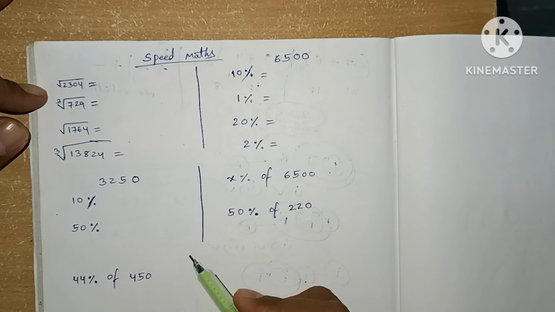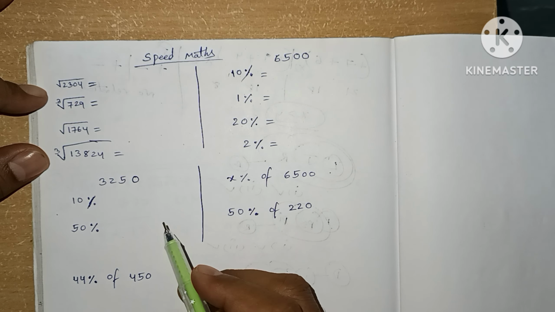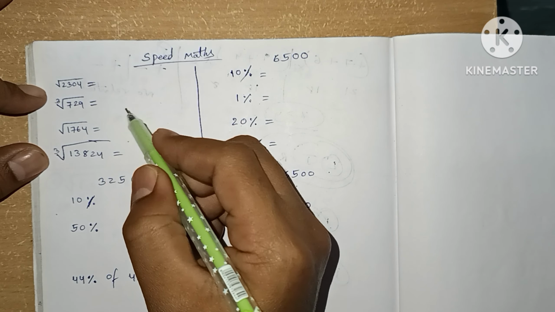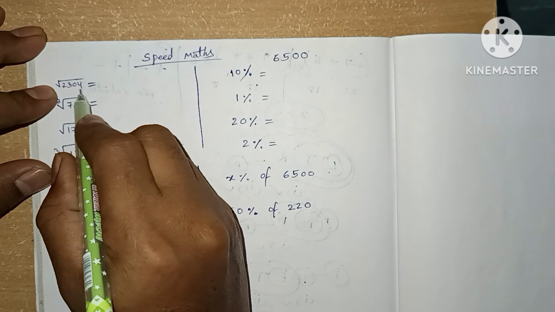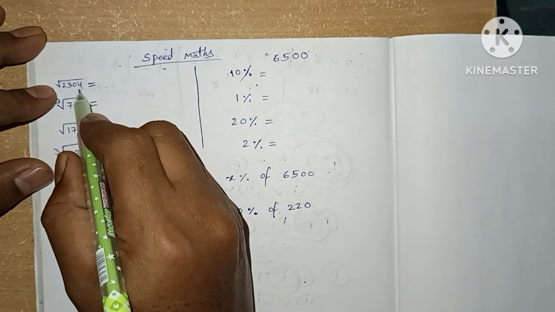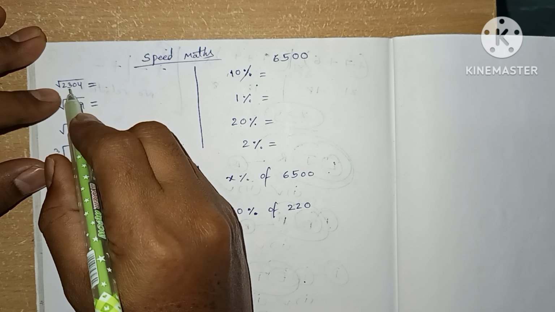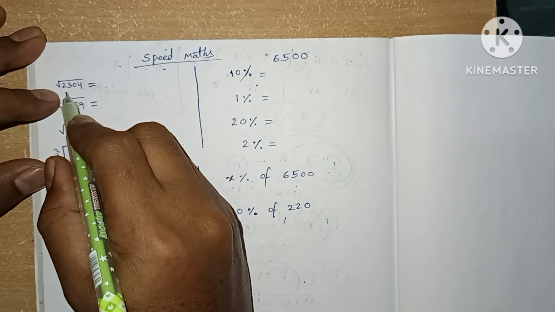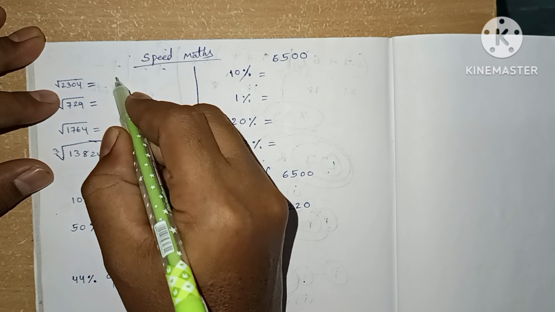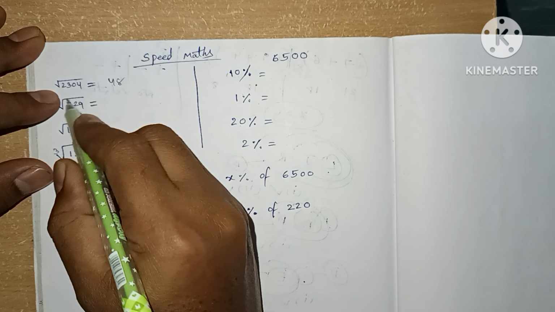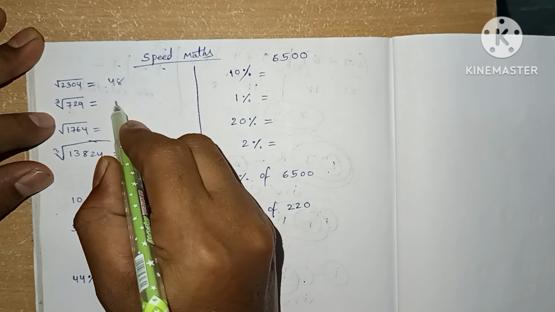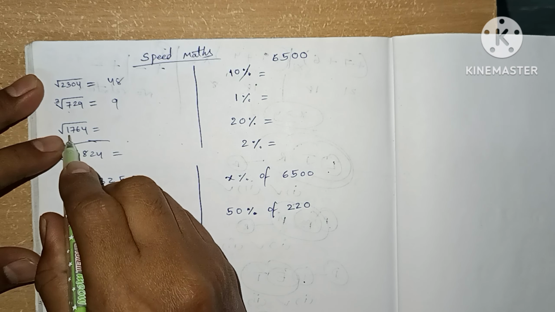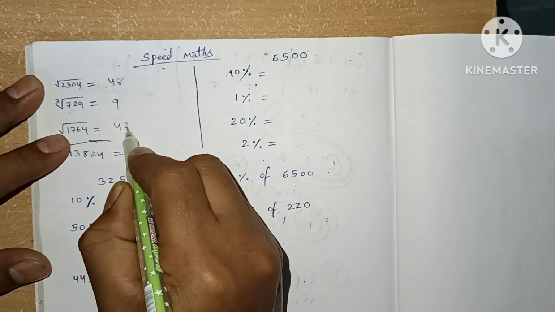I have already told you to revise the squares of 1 to 60 and cubes of 1 to 20. Let's see this one. I have already taught you how to find the square root. This one I memorized: 23 means 48. Okay, this is 48. It is 9 cube. 1764, which is 42 square.